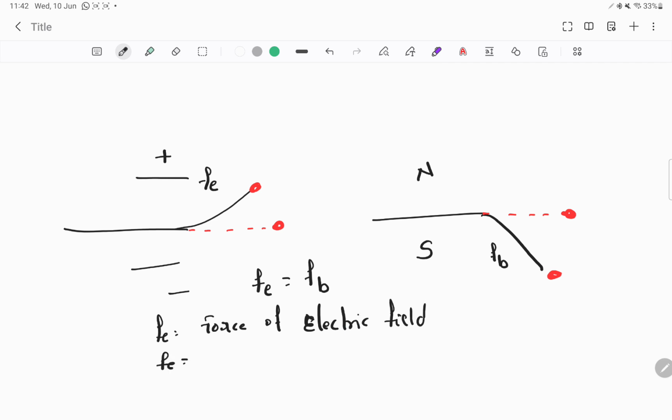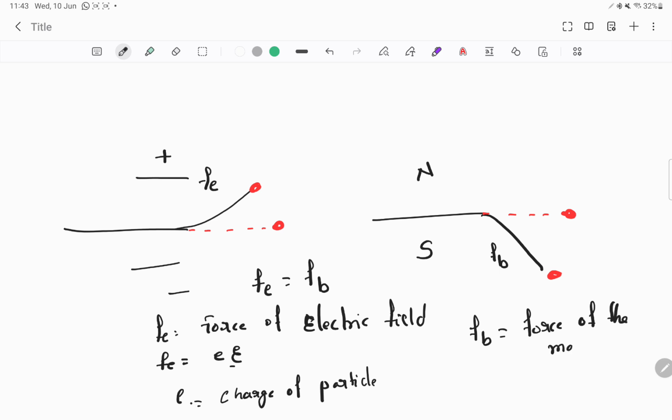And Fe equal to what? Small e into capital E. What is small e? Small e is equal to the charge of the particle, and capital E is the field strength. And Fb equal to what? This is the force of the magnetic field.